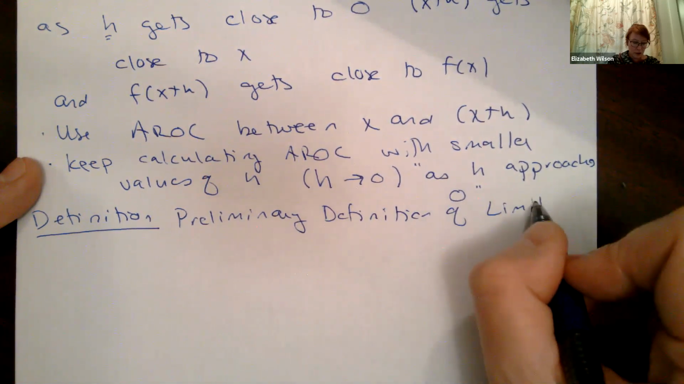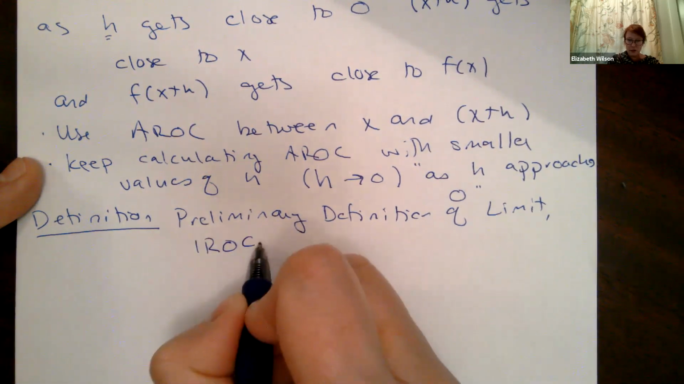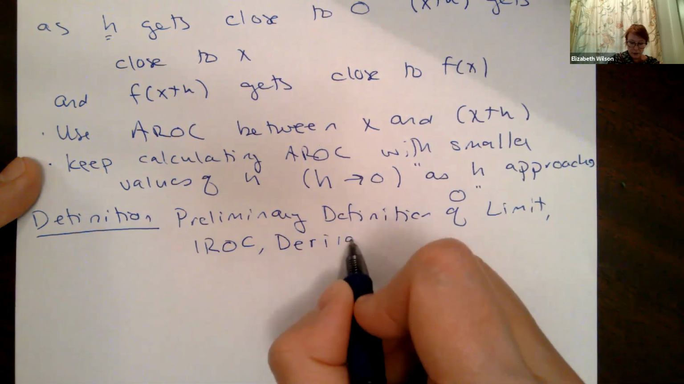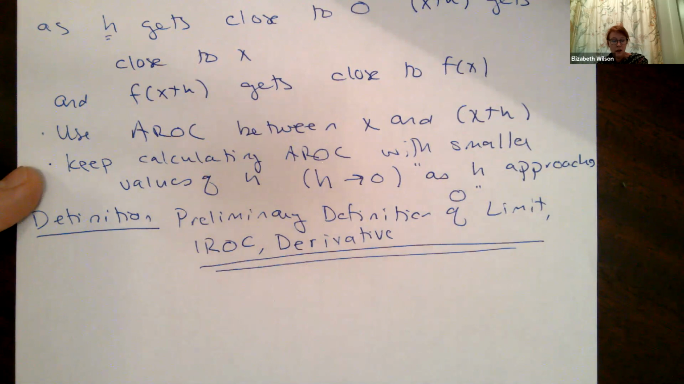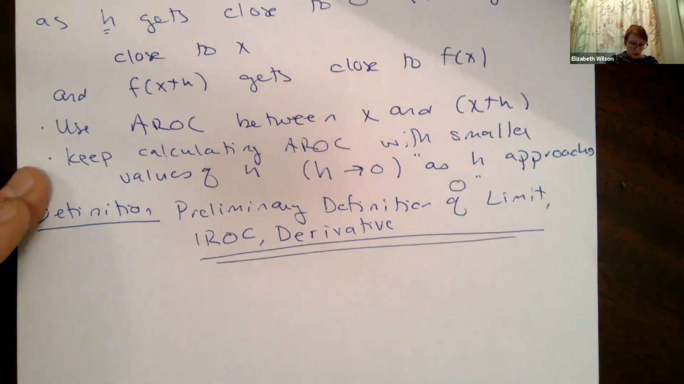We're going to do a preliminary definition of a limit. I'm also going to do a preliminary definition of the instantaneous rate of change, and a preliminary definition of the derivative. We're really introducing things today, okay? But we're going to cover them in detail and in depth as we go along in the next couple of weeks, okay? So bear with me here.